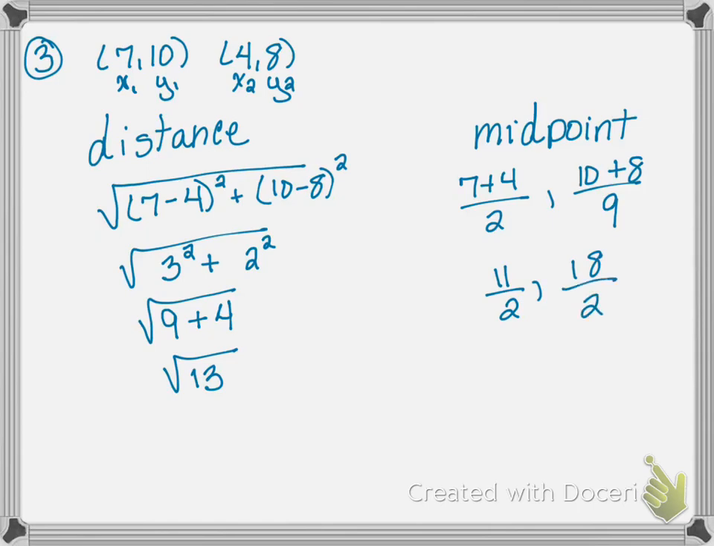And I wrote a 9 right there because my brain kind of got ahead of me, but that should be 10 plus 8 over 2. And 18 divided by 2 is 9. So that's where that came from. 11 over 2, that is in simplest form, so we're going to leave it like that. 18 over 2 does simplify to 9. So 11 over 2, comma 9, that is our midpoint. Okay?